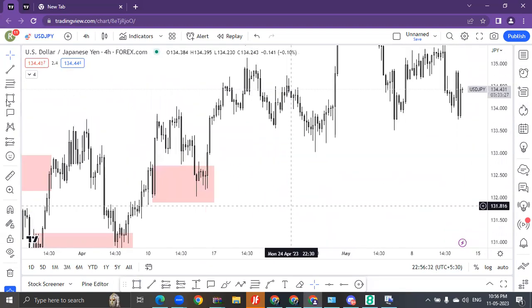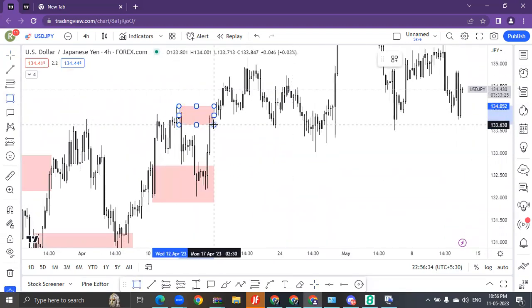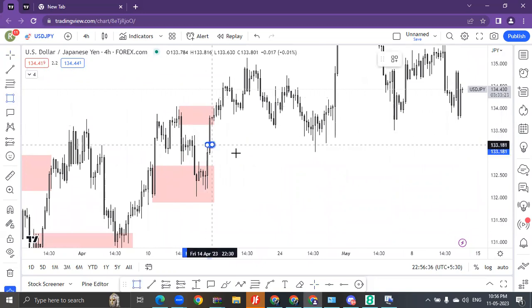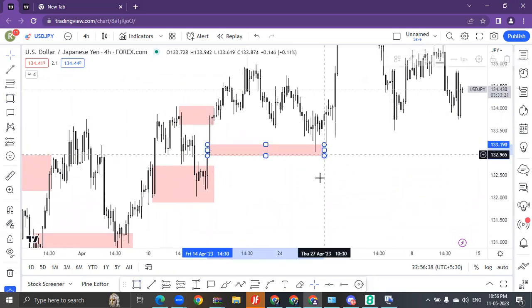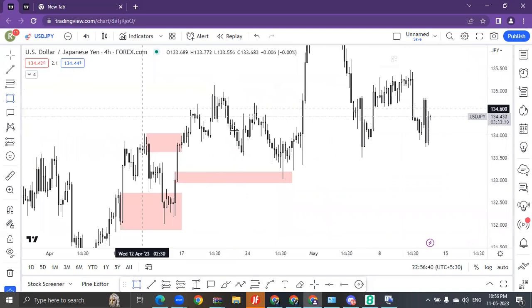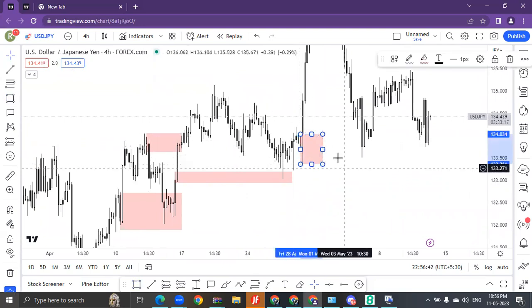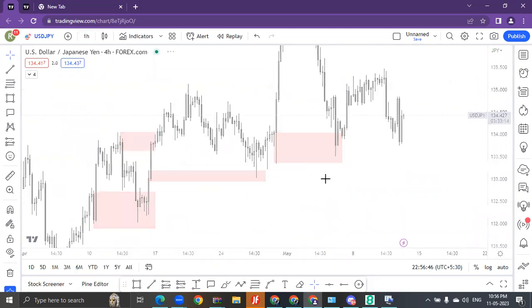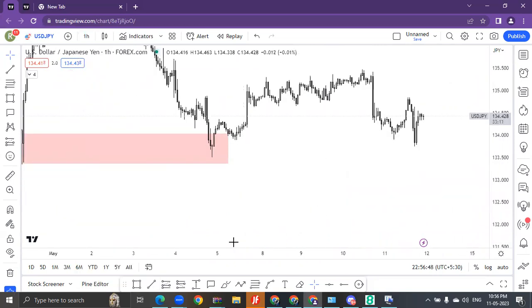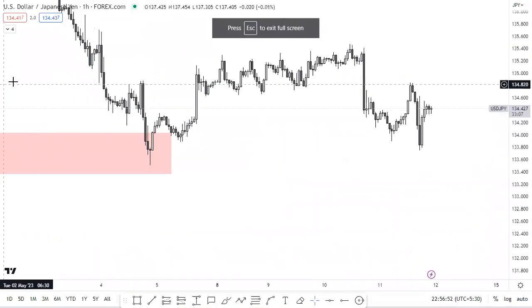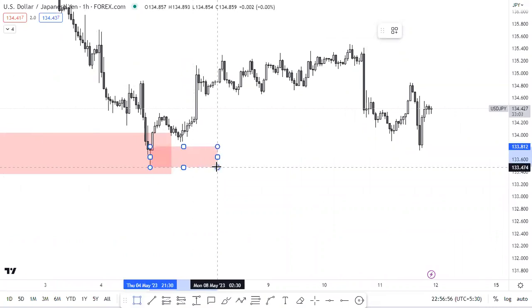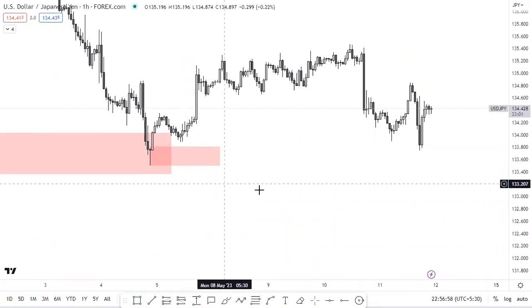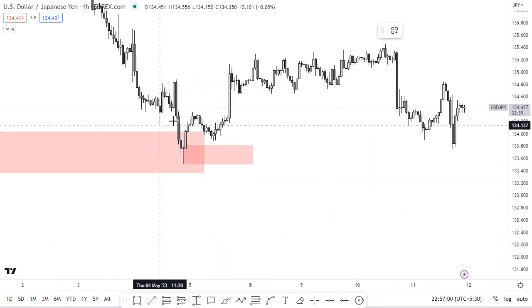And again, got a supply failure over this area. After the supply failure, this demand area holds the price. And again, money was transferred efficiently from this area to this area. So I switch it to 1 hour and I checked whether there is any perfect money transfer area to look for buys. And I found some area for this. And look here, exact entry model.